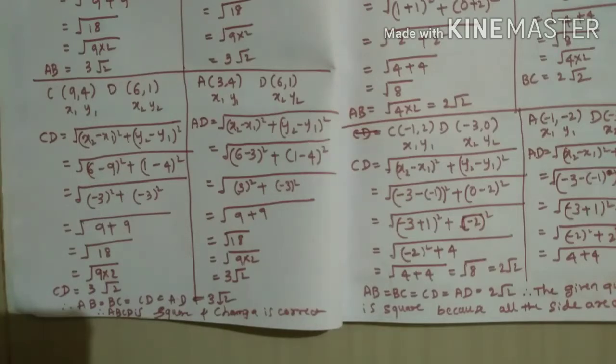If all the sides are equal in the quadrilateral, we can say those friends are sitting in the form of a square. Then who said like that? Champa said like that. So here AB equal to BC equal to CD equal to AD, all the sides are equal, that is equal to 3 root 2. Therefore ABCD is a square and Champa is correct in that sum.